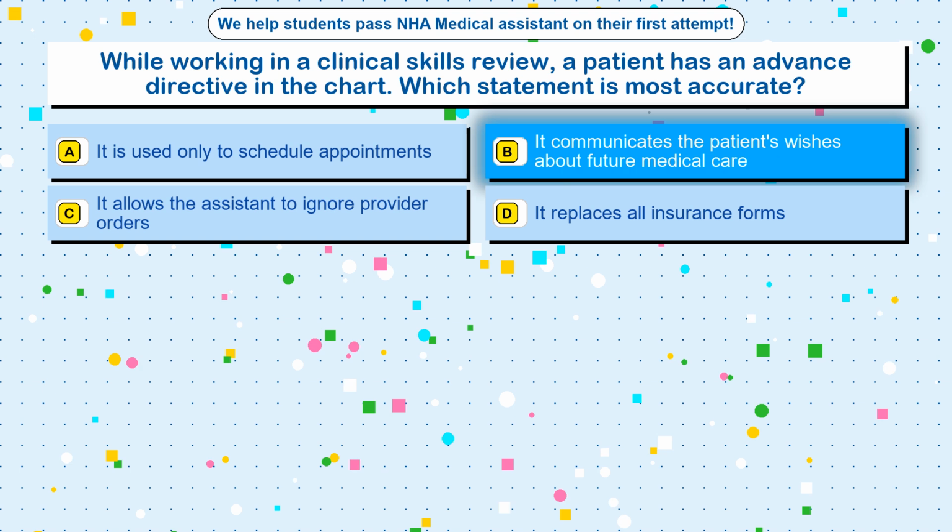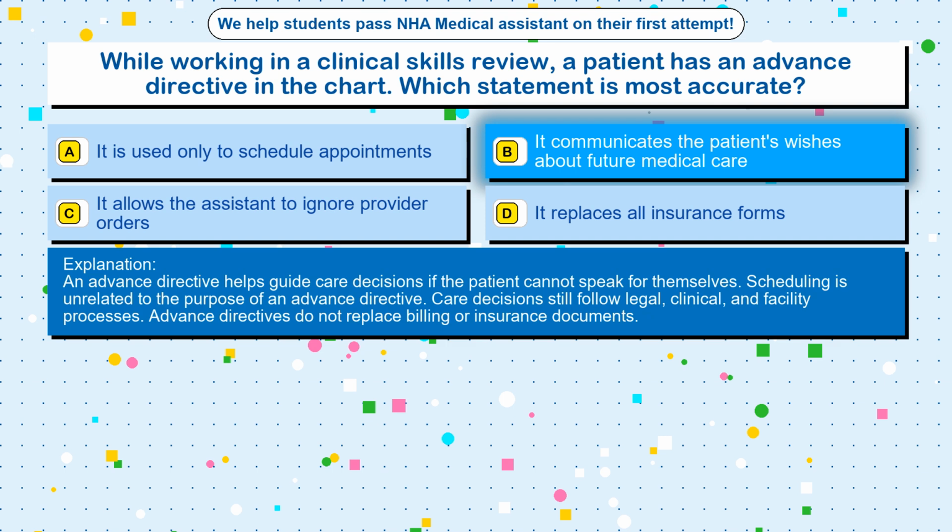The correct answer is option B, it communicates the patient's wishes about future medical care. An advance directive helps guide care decisions if the patient cannot speak for themselves. Scheduling is unrelated to the purpose of an advance directive.